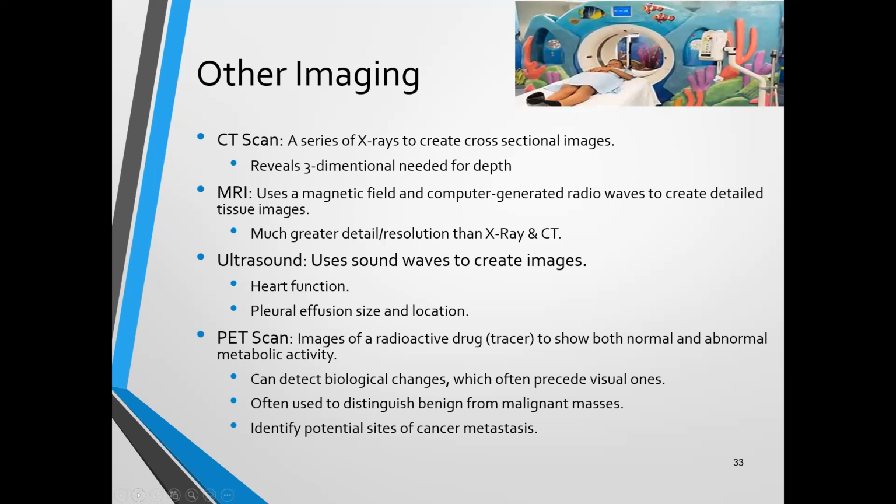The ultrasound is what they're using to actually localize where they're going to perform the thoracentesis and actually drain that fluid. PET scan, again, uses images of a radioactive drug tracer to show both normal and abnormal metabolic activity. It can detect biological changes that precede visual ones. So this is really a key point.